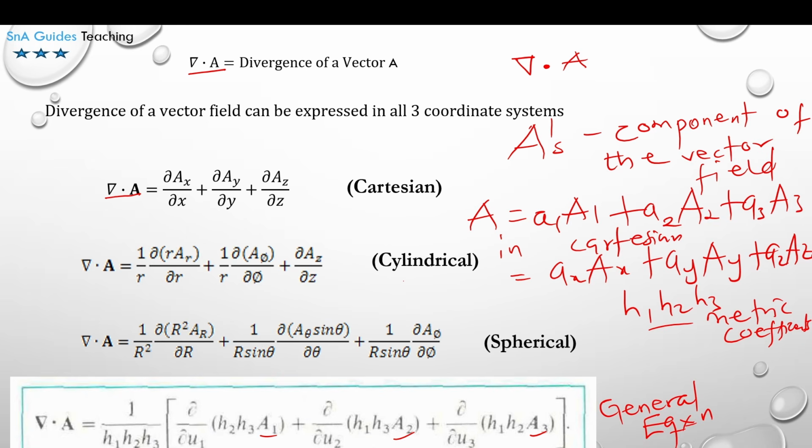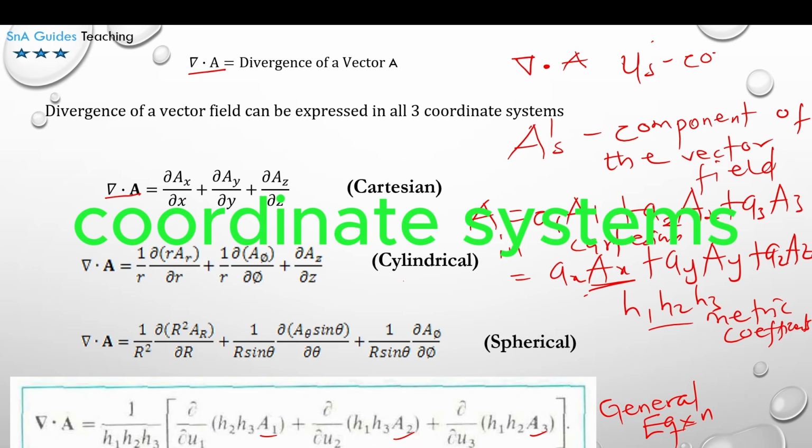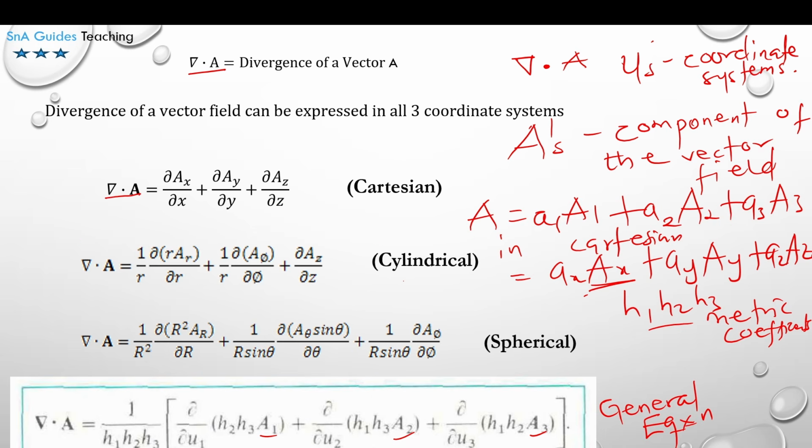Now in Cartesian, A1 is AX, so you bring it, and then we have U1. Now the U's are also the coordinate systems. Okay, so let's try and do a conversion. Let's see if we can derive Cartesian and cylindrical from the general equation.